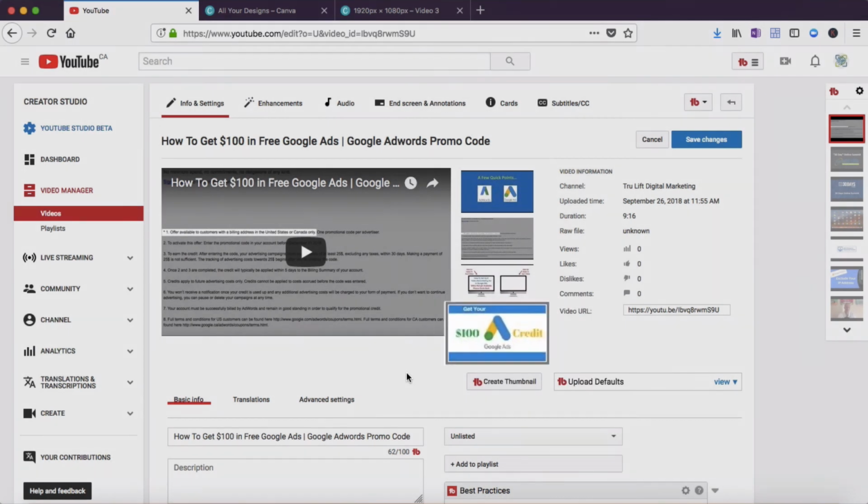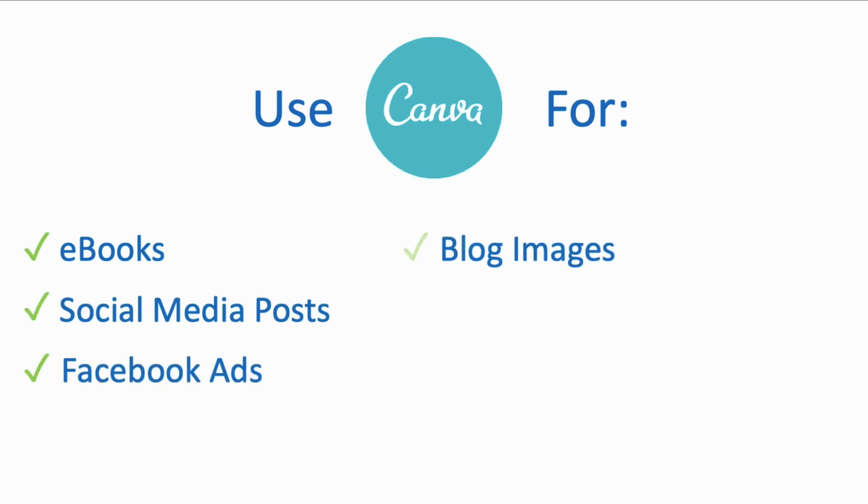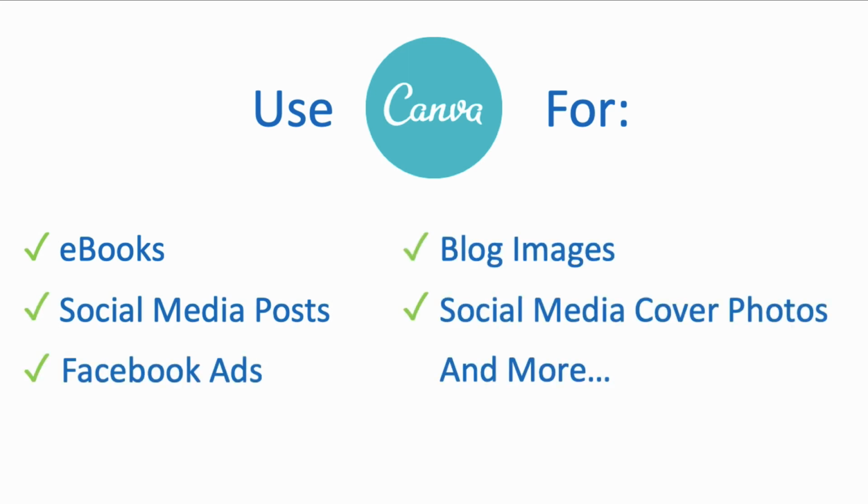So hopefully that helped you in terms of how to use Canva to do your thumbnails for your YouTube videos. But like I said, you can use it for anything, and in fact I do. I've used it for ebooks, social media posts, Facebook ads, blog images, social media cover photos, etc.